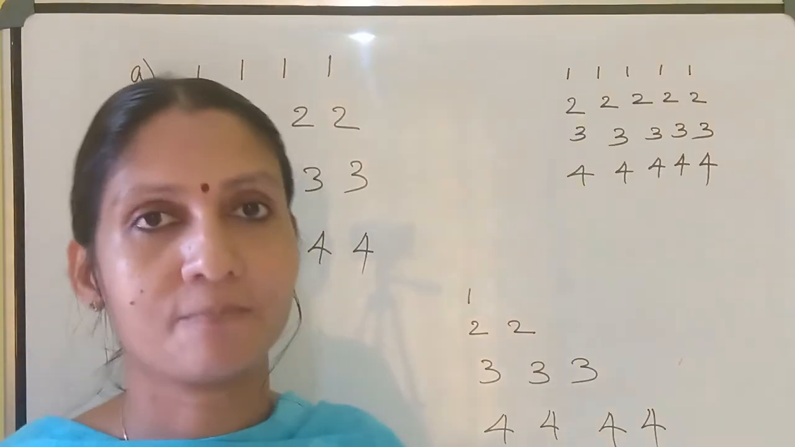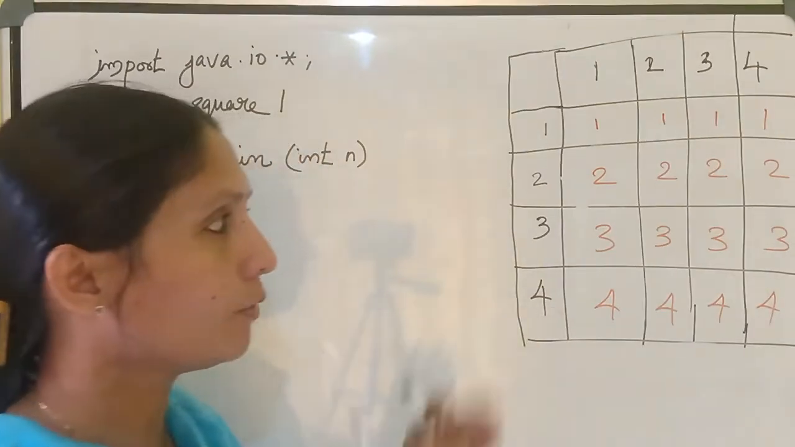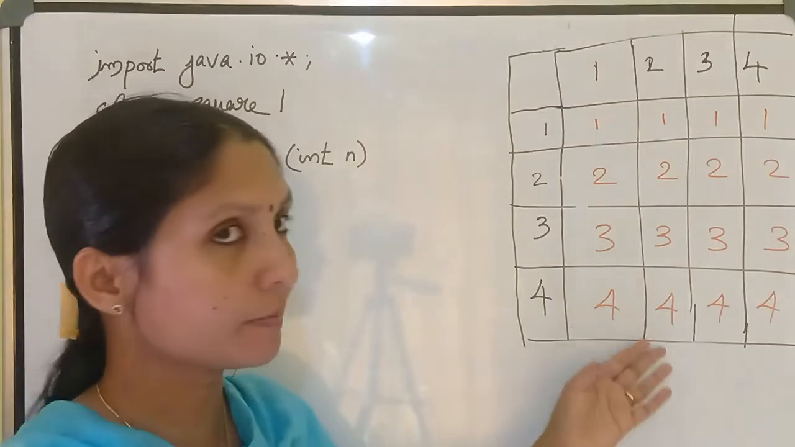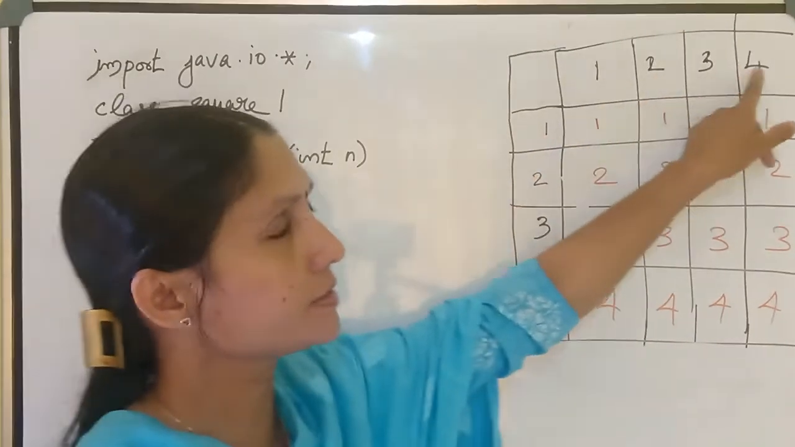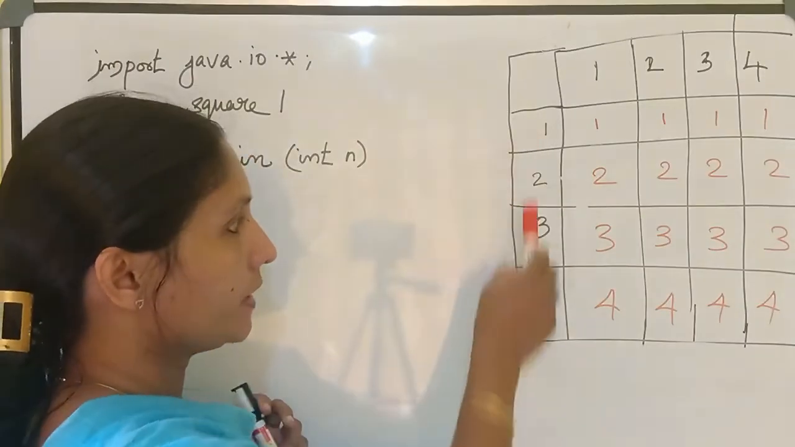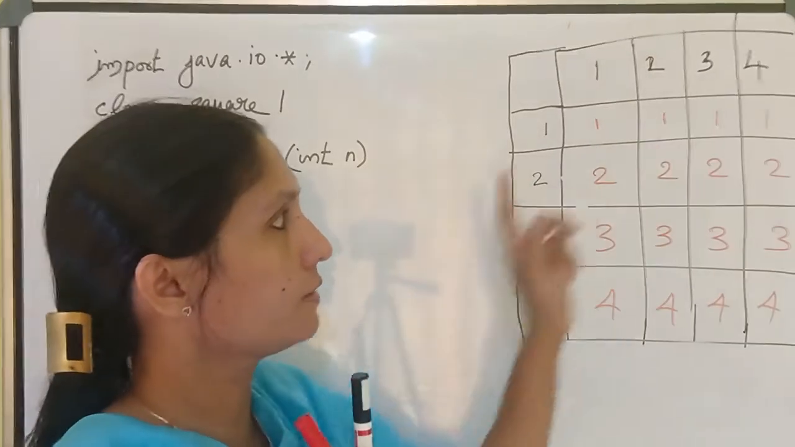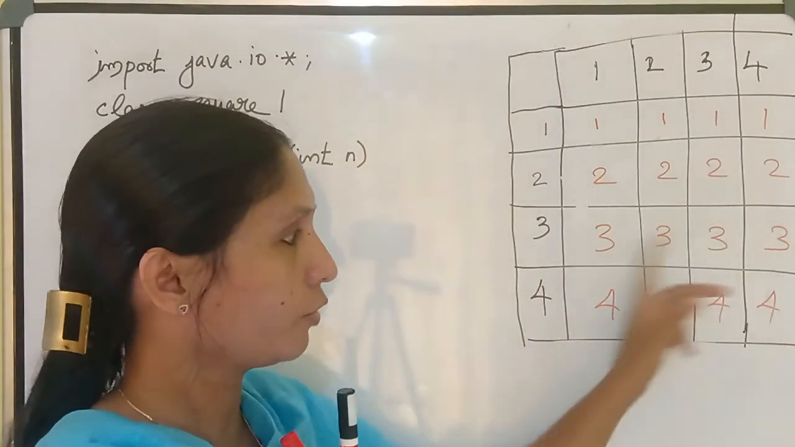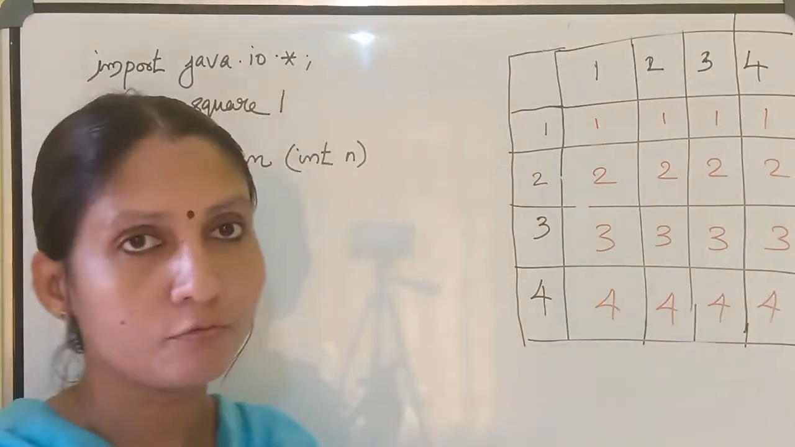Let's check. All of you please look here. With the help of a table, I represent the first diagram. We know the first diagram is in square shape. See here, this one represents the column numbers and this one represents the row numbers. In the first row we have 4 columns, in the second row 4 columns, the third row 4 columns, and in the fourth row also 4 columns.